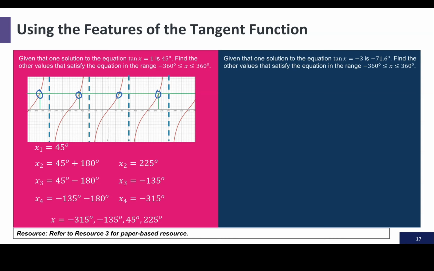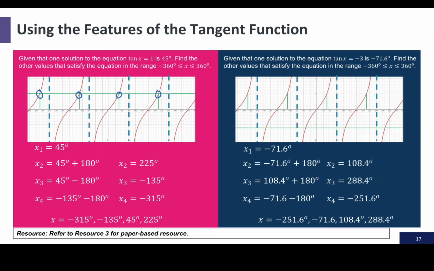There is your question. Pause the video and have a go now. Here are the solutions. So you can see the first one is minus 71 degrees, which is there. If you add on 180, you get the 108.4 there. Add on another 180 will give you that value there. Subtract 180 degrees from the original, gives you that answer there.